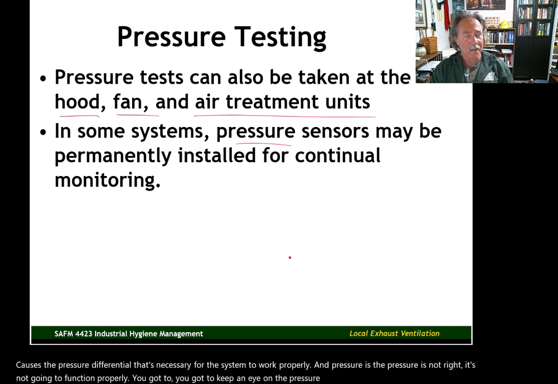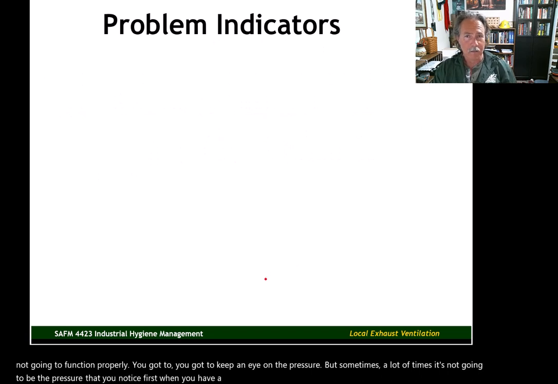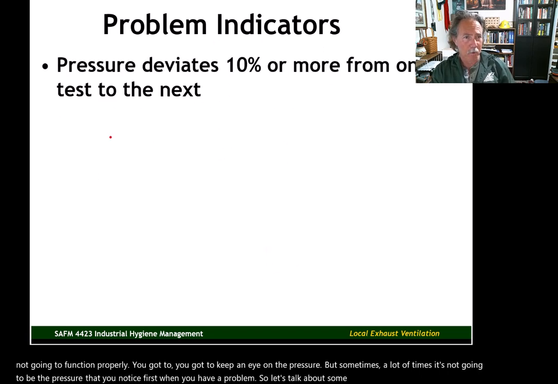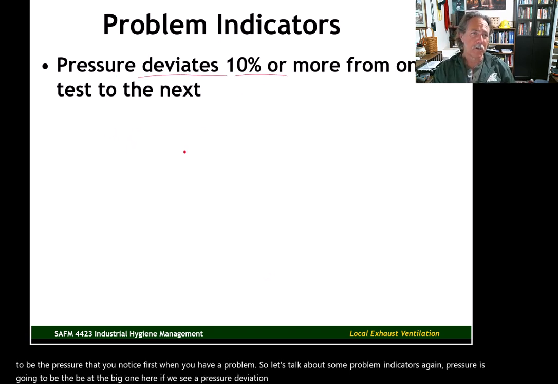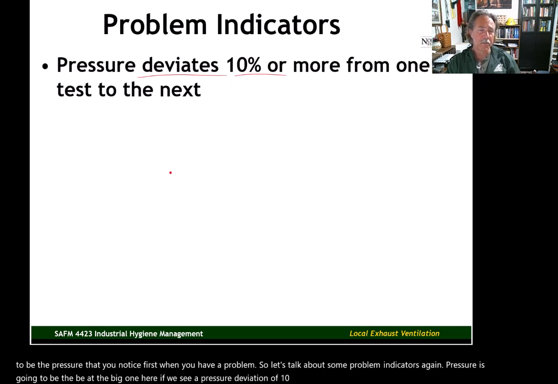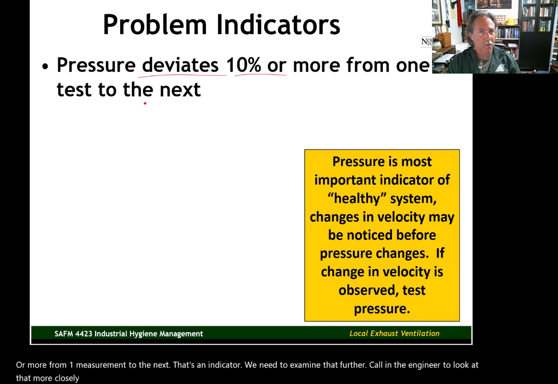But a lot of times, it's not going to be the pressure that you notice first when you have a problem. So let's talk about some problem indicators. Again, pressure is going to be the big one here. If we see a pressure deviation of 10% or more from one measurement to the next, that's an indicator. We need to examine that further or call in the engineer to look at that more closely. But pressure change may not be the first thing we notice going wrong with our system.